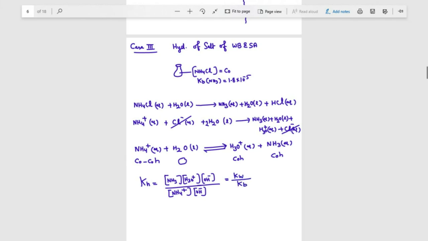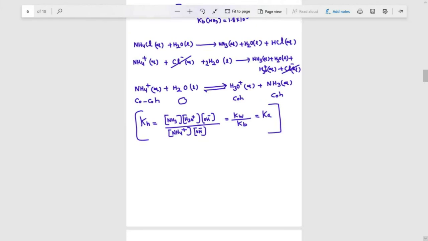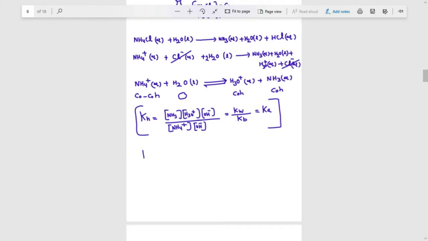And again, you can see that this is not Kb, this is also Ka. It is the conjugate acid of ammonia, right? So KH is nothing but Ka of the conjugate acid. So we are solving a problem of weak acid. So I can write that at equilibrium, the hydrolysis constant KH is equal to C naught alpha. In place of alpha, I am writing h. C naught h square upon 1 minus h.